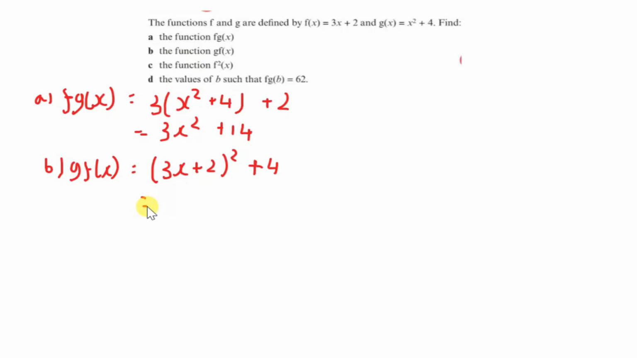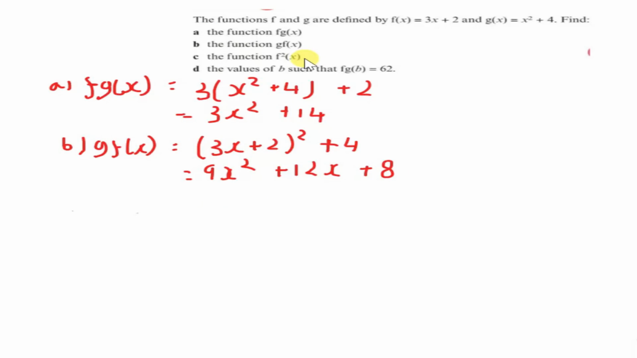Right, so expanding that, we've got 3x times 3x, which is 9x squared. 3x times 2, 3x times 2, so that's plus 12x. And then we square the 2 at the end, which is 4, but then we've got to add on the 4 at the end here as well, so that's plus 8. Right, and that's part B.